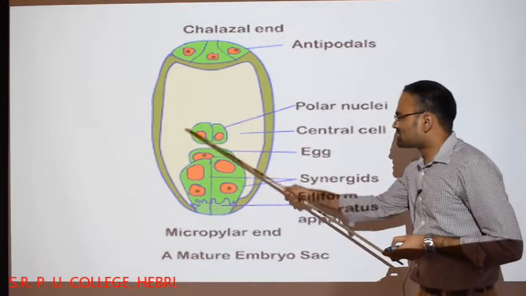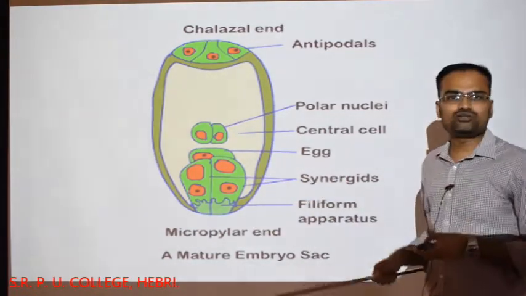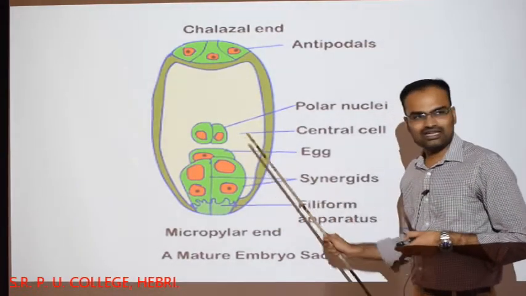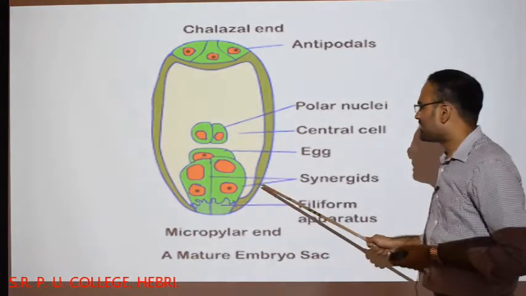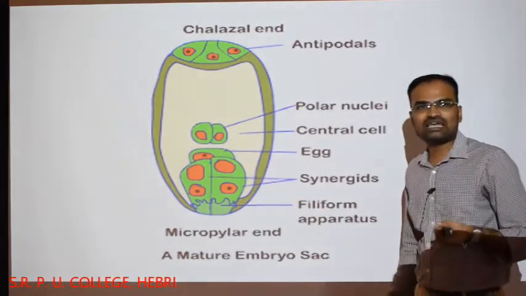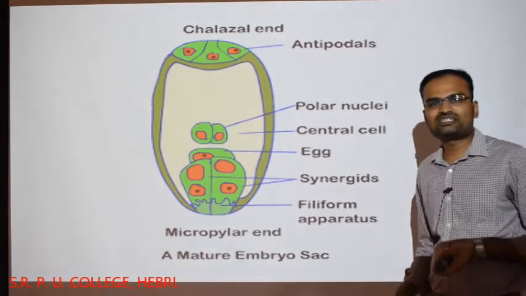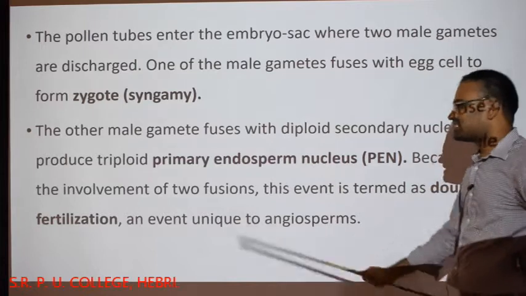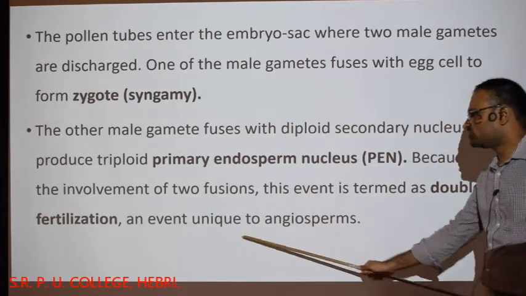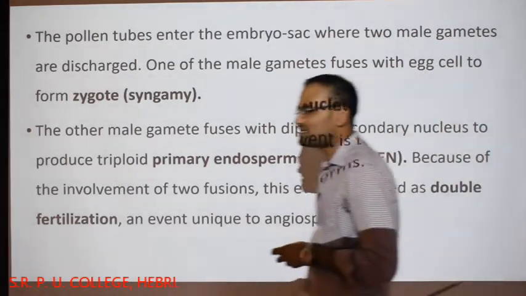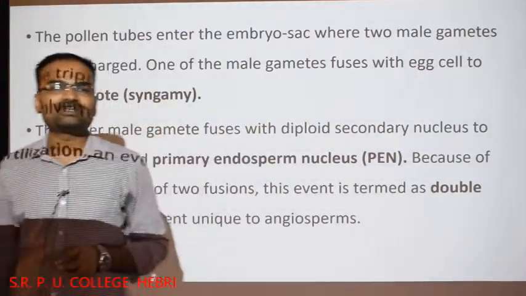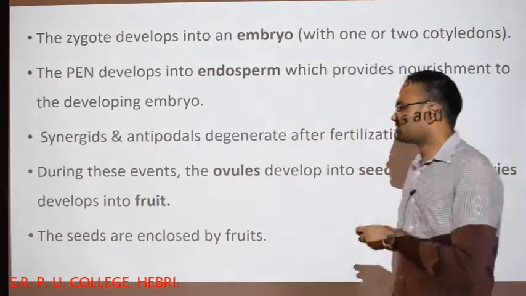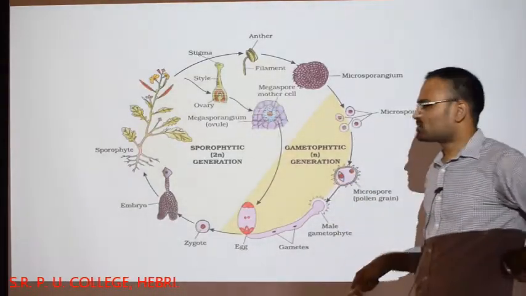And this other process we call triple fusion, because two haploid nuclei here, one male nucleus, total 3, that's why it is called triple fusion, and fusion of the egg and male nucleus is called syngamy. So syngamy plus triple fusion is called double fertilization. And that double fertilization event is a unique character of angiosperms. That means we do not observe double fertilization in any other group of plants. Okay, so this is about the angiosperm characters.